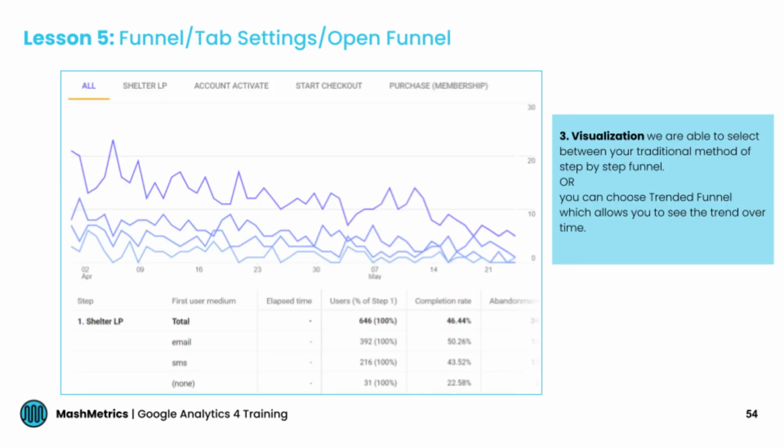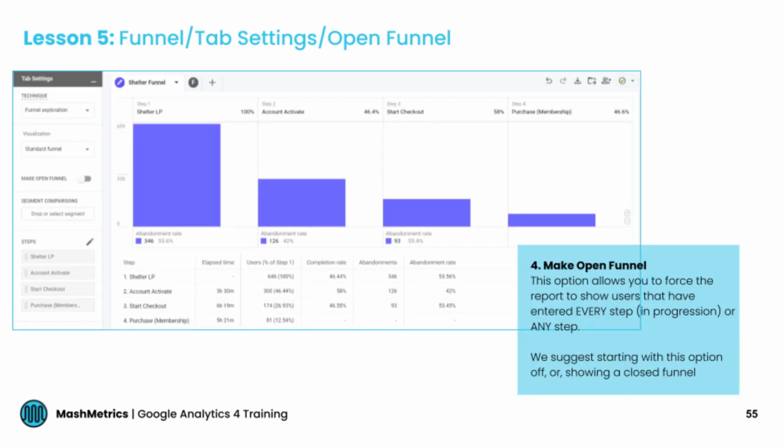Moving over to the tab settings, the visualization, of course, is a standard funnel. You may want to choose the traditional step-by-step or even a trended flow that will show you the trend of each of the various steps through time. GA4 also provides you the option to choose between an open funnel, which means users can come in and out at any step, or a closed funnel, which means they have to progress through every step. We highly recommend the latter, a closed funnel.